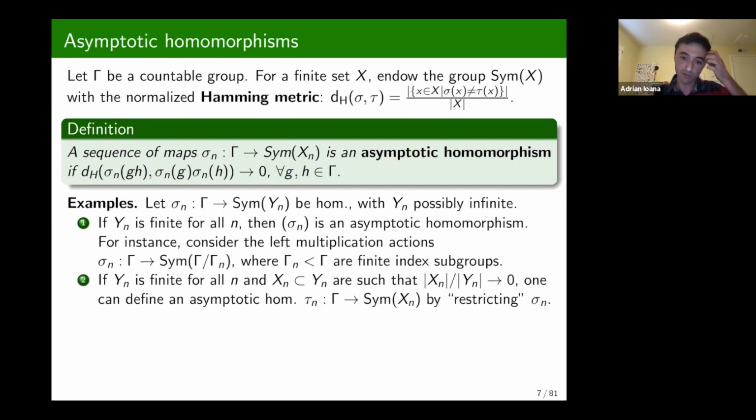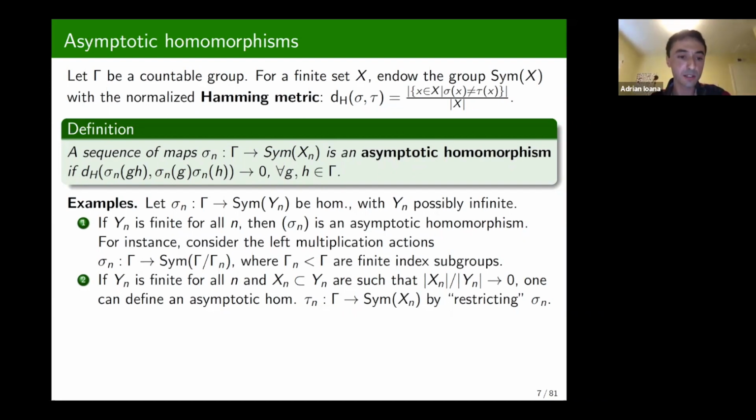So then you can define this asymptotic homomorphism by restricting. The way you can do it is, because Xn contains most points in Yn, most points in Xn are mapped to Xn through one of these permutations. And you just have to tweak the permutation on the set of points that are not mapped back to Xn. So you can do this procedure of restricting so that you no longer have a homomorphism, but you have an asymptotic homomorphism, or an almost action on a smaller subset.